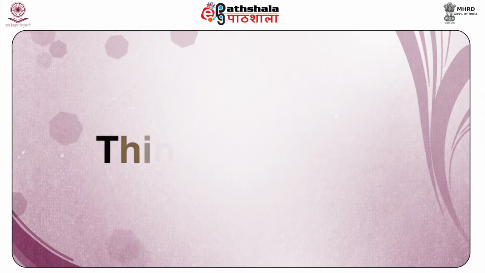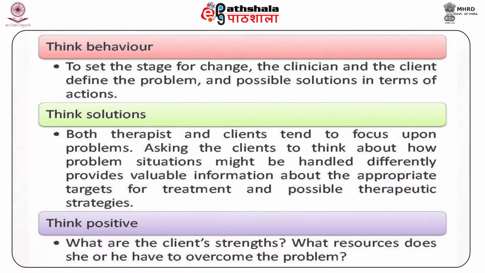From a cognitive behavioral perspective, Kanfer and Schefft in 1988 suggested 6 think rules to guide clinicians, helping clients to define their problems. The first rule is think behavior, which means to set the stage for change, the clinician and the client define the problem and possible solutions in terms of actions. Number 2, think solutions. Both therapist and clients tend to focus upon problems. Asking the clients to think about how a problem situation might be handled differently provides valuable information about the appropriate targets for treatment and possible therapeutic strategies.